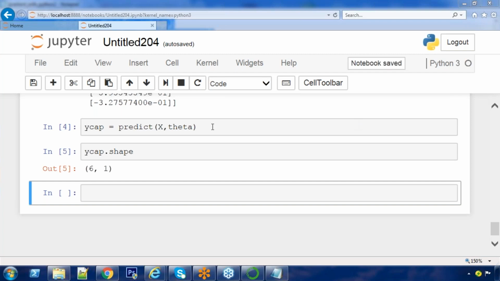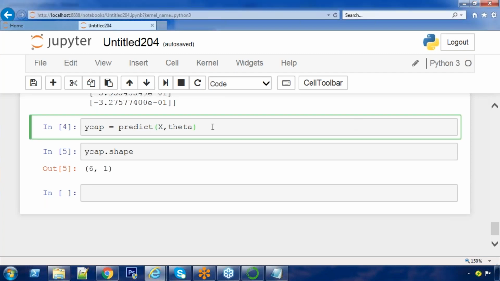y cap equals predict of x comma theta. What are the coefficients we got through gradient descent? With those matured coefficients, we are doing prediction. Before training, what was our coefficient value? We kept all values zeros. After training, the latest coefficients will be in theta. With that theta, the prediction is done. We have 6 rows as inputs, that's why you got 6 predictions.